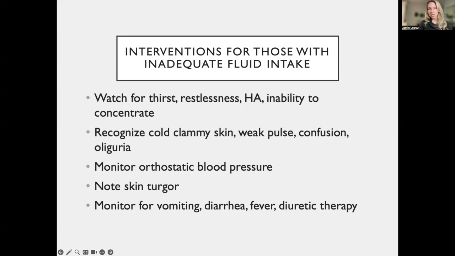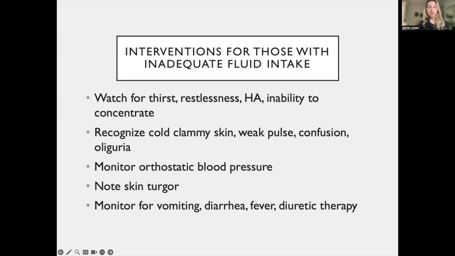Monitor for their orthostatic blood pressure. You can do this one by sitting them up and asking them how they feel, but you can also take their blood pressure when they're laying down, sit them up, take it again. If their systolic drops more than 20, you know that they're positive for orthostatic hypotension and most likely dehydrated.